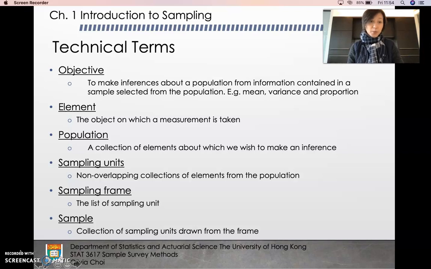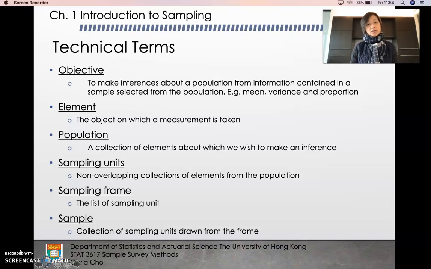Let's start chapter 1, Introduction to Sampling. In this chapter, I'd like to give a heads up on some of the technical terms or some of the division in the sample survey. Every time when we conduct a sample survey, we need to set an objective. The reason why is we need to ask what is the purpose of conducting the sample survey. After all, we like to describe the population using some of the data that we can collect.